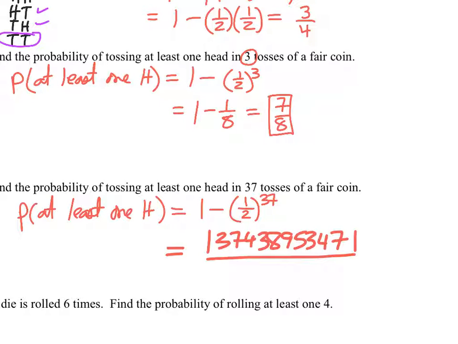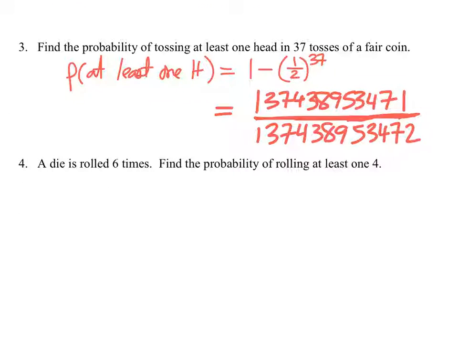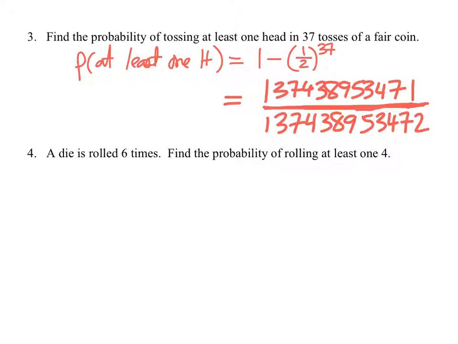137,438,953,472. All right, so basically just finding a common denominator.